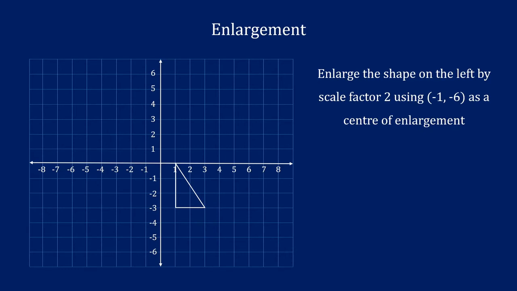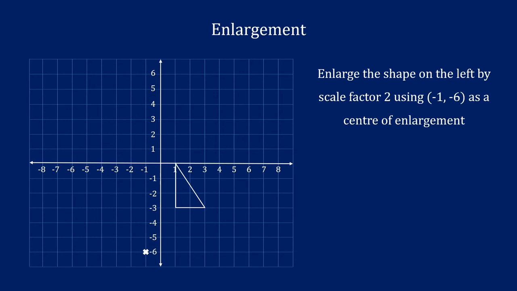Enlarge the shape on the left by scale factor 2 using -1, -6 as a center of enlargement. Now the working out changes quite a bit compared to the previous one. The previous one, all you care about is the size, but now the position is going to matter as well. So pay attention, and this is what we're going to do. So first of all, I need to mark my center of enlargement. So it's the point -1, -6, so I'm going to put a cross over there.